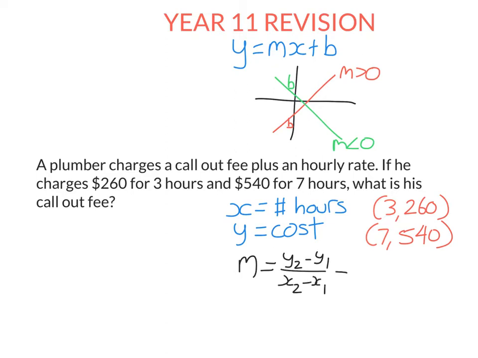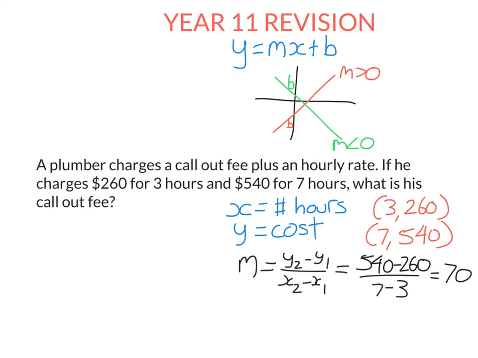So we'll just substitute in y2 means y-coordinate of the second point, y1 means y-coordinate of the first point. So I get 540 minus 260, and then x2 minus x1. So if I put that on my calculator, I get 280 over 4, or 70. The gradient here is 70. What that means is for each hour, each additional hour I hire the plumber, the cost goes up by $70. That means the hourly rate is $70.